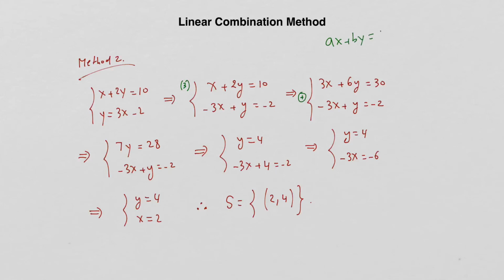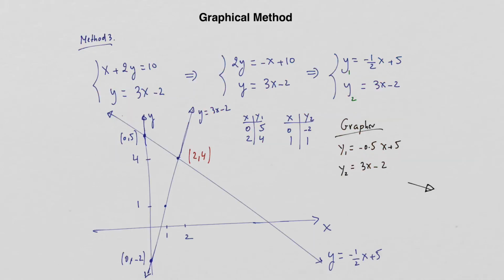If you don't write them in this form, you're not going to be able to use this method, okay? All right, so the last method I'm going to show you, there is another one called Cramer's rule. You can work with vectors and stuff, but we're not going to do those. The third method is the graphical method.